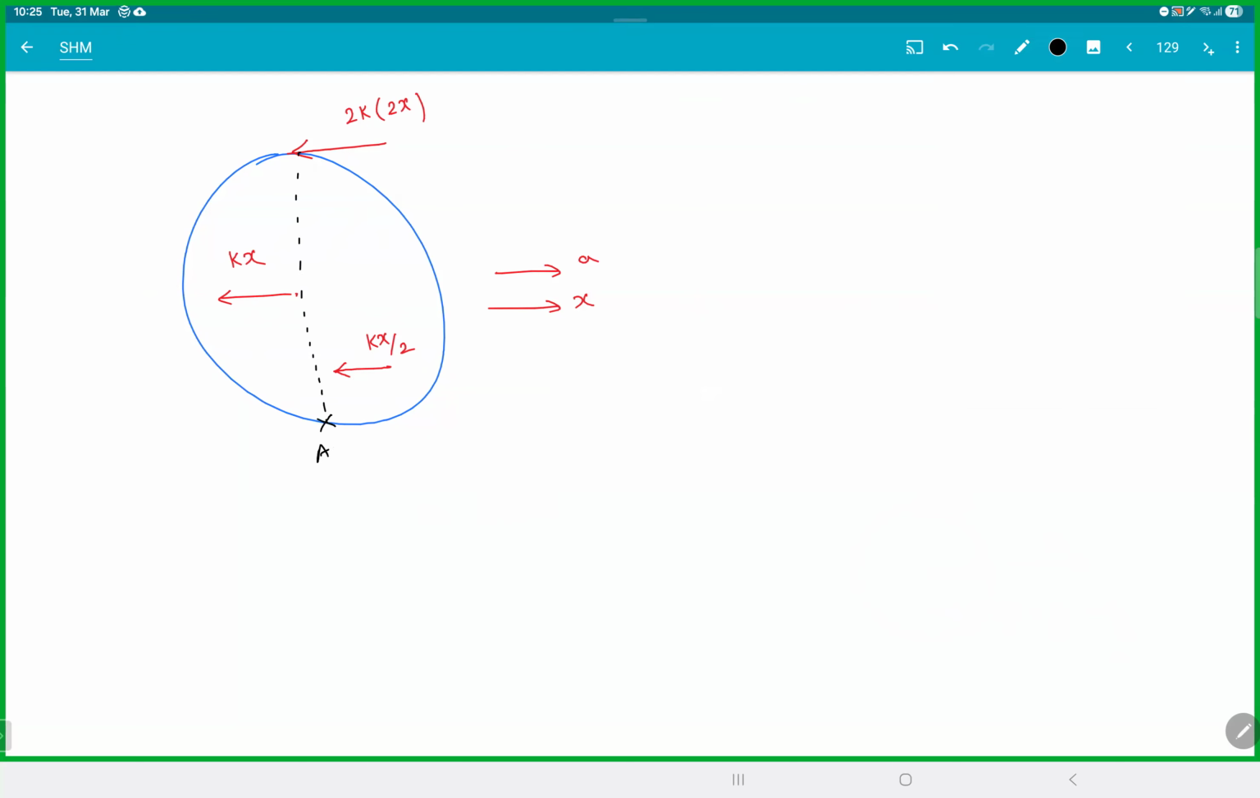We will take the torque about the bottommost point. Friction is also there, but it doesn't matter if you take torque about the bottommost point. So torque about A, this will be kx by 2, and remember the height is r by 2. Same direction, this is kx into r. This is 2k into 2x, that's 4kx into 2r. Right? So this is minus I_A alpha.